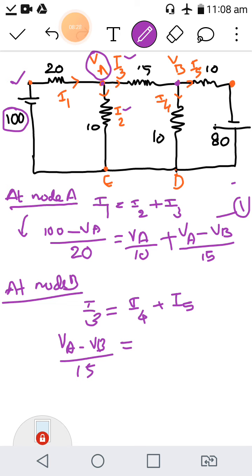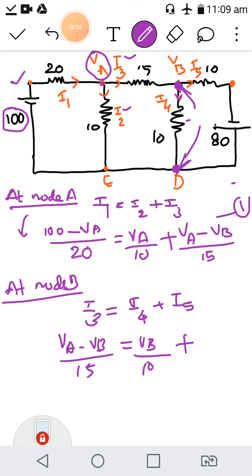What is I4? I4 is the current flowing through this 10 ohm resistor here. So what is the potential across that 10 ohm? VB divided by 10 ohm. See, the potential VB means it is the potential of this point with respect to ground, or with respect to D, which is the same as the potential across the 10 ohm. That's why I have written VB divided by 10, that is I4.